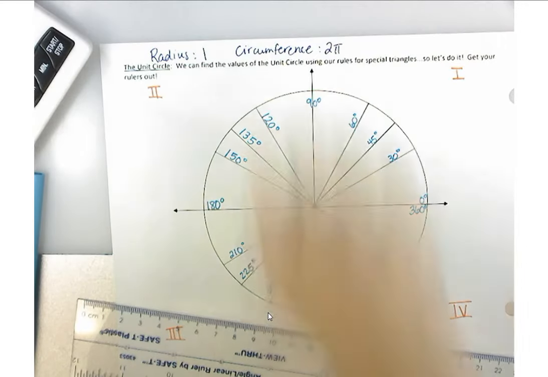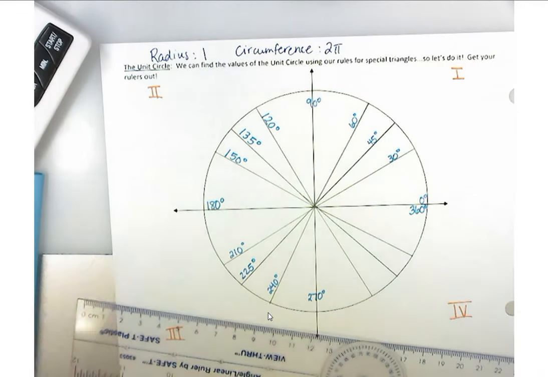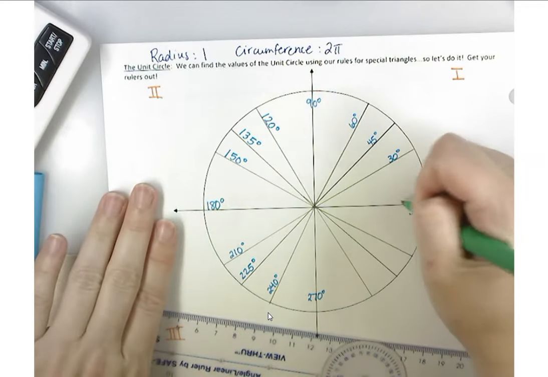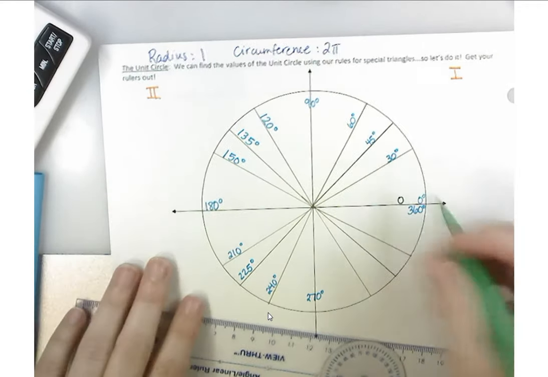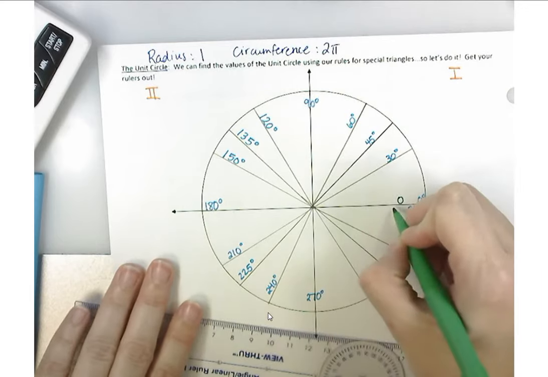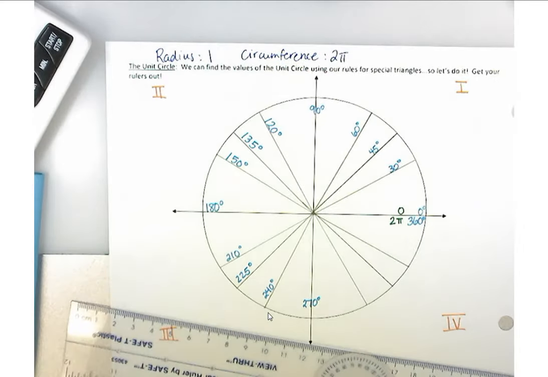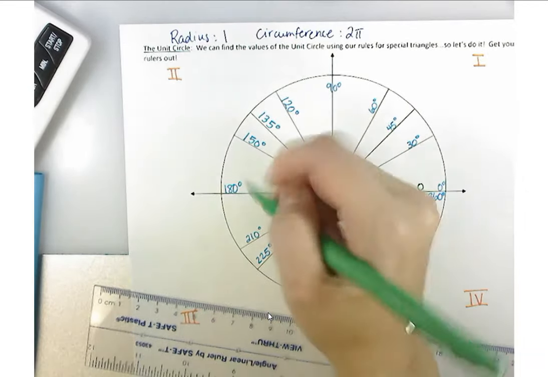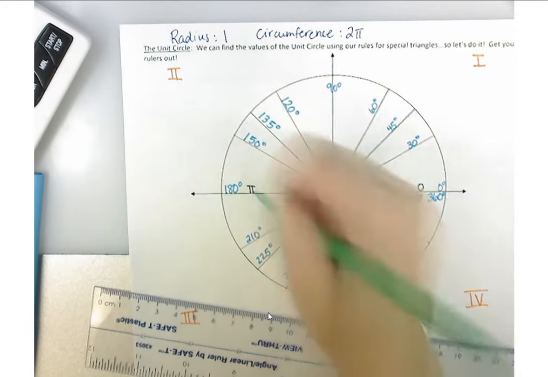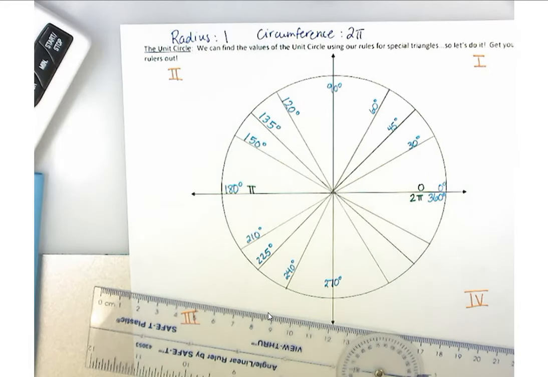Which is why when we're writing down our radians, you would start at 0 radians. A full time around the circle would be 2 pi radians, which, remember, circumference is the distance around the circle. And then here, half of this would be what? Pi. So I know some of you probably already have the first quadrant memorized. I'm just going to show you where it comes from.